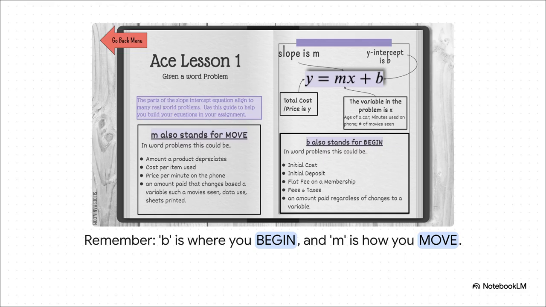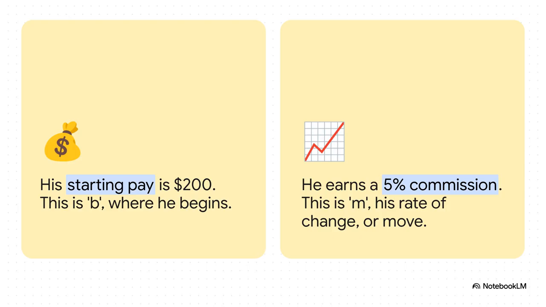It's really that simple. Let's look at Jay's paycheck. He gets a base salary of $200 a week. That's his starting point, his B value. It's where he begins. On top of that, he earns a 5% commission. That commission rate is his M value. It's what makes his paycheck move up as he sells more.